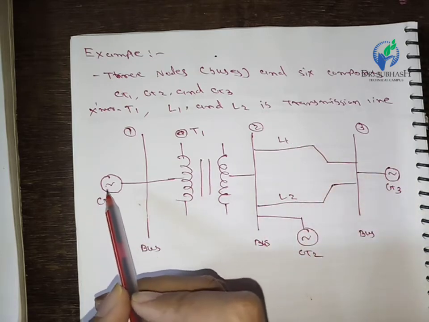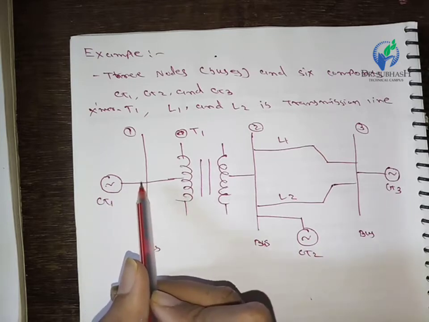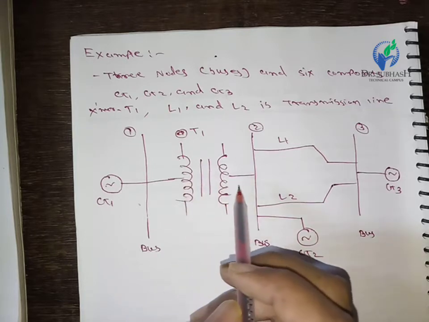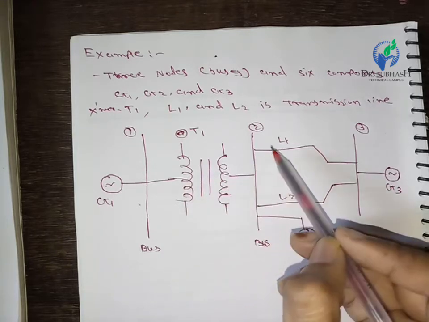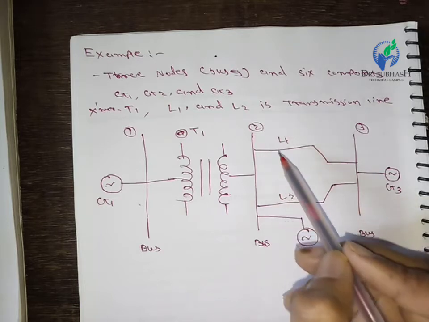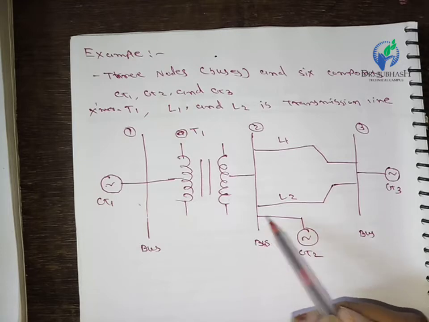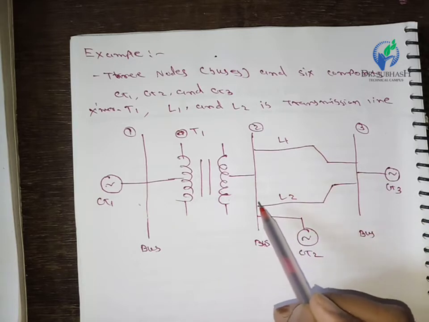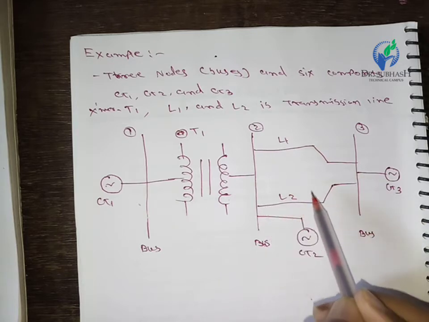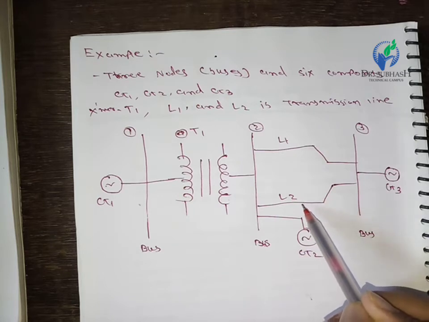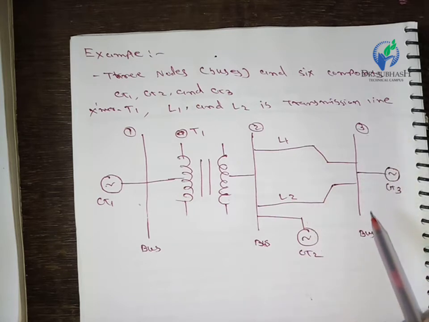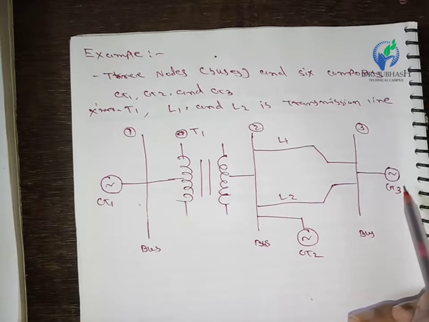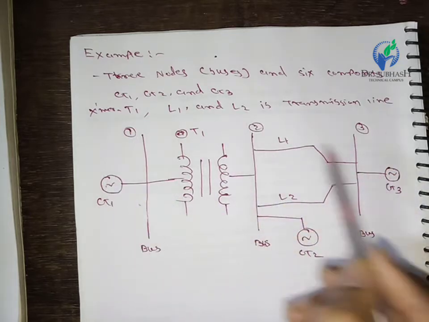The generator G1 is connected to bus 1 and then to the transformer T1. The transformer T1 is connected to the second bus. The second bus is interconnected with generator G2 and transmission lines L1 and L2. The transmission lines L1 and L2 are connected to bus number 3. Bus number 3 is also connected with generator G3. So it is an interconnected system.